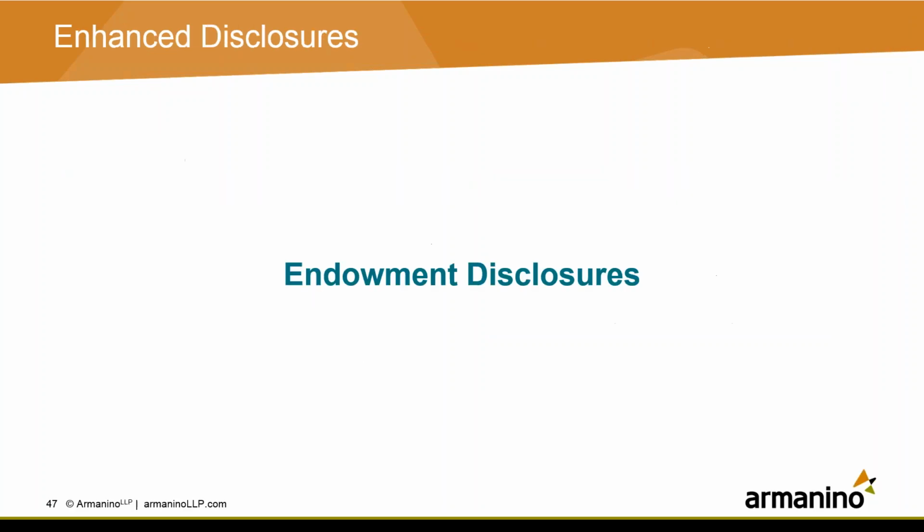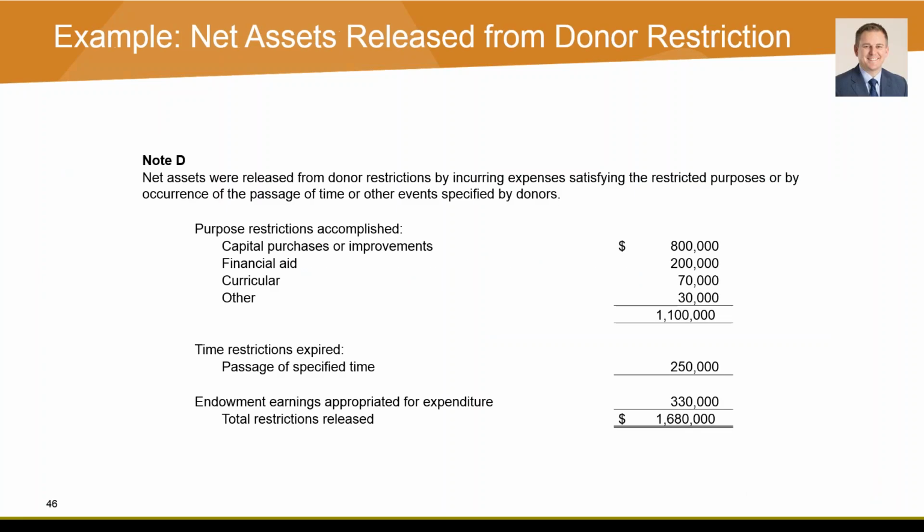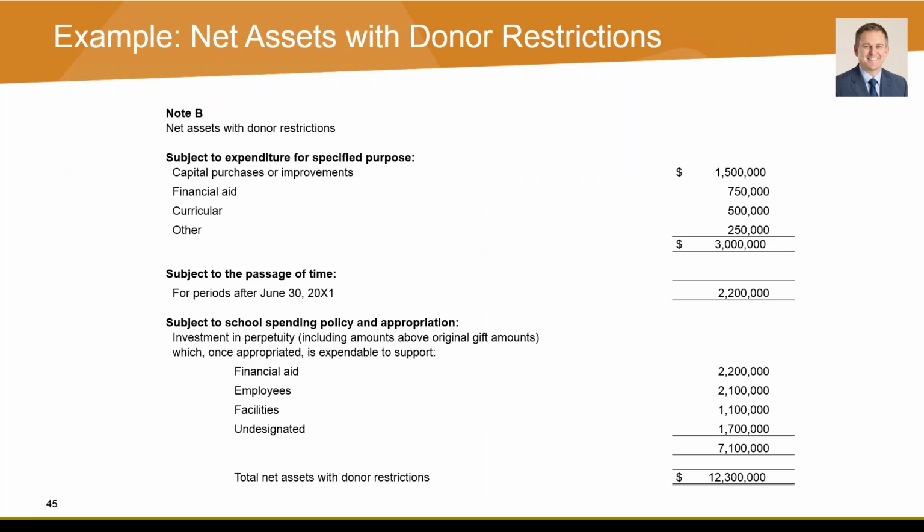Sorry, forward one more, I think. Anyway, the one that shows the net assets with donor restrictions, this one right here.